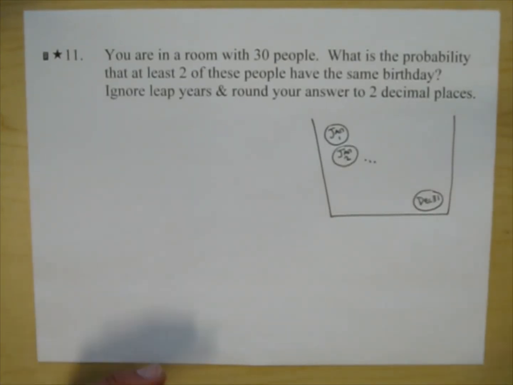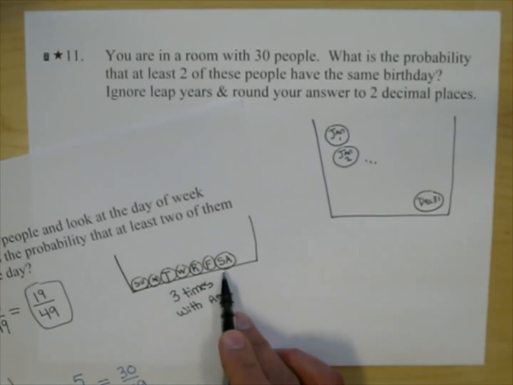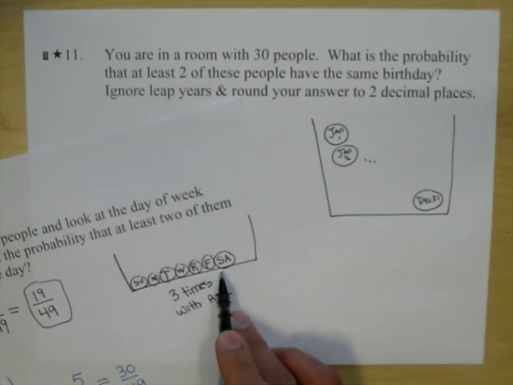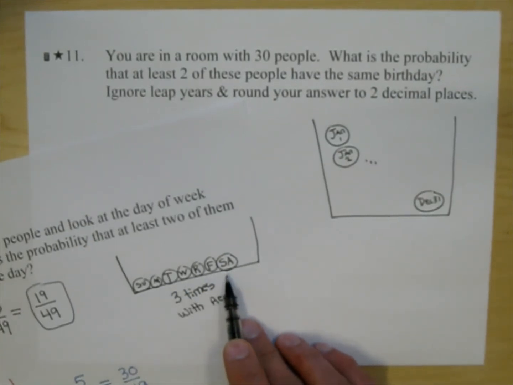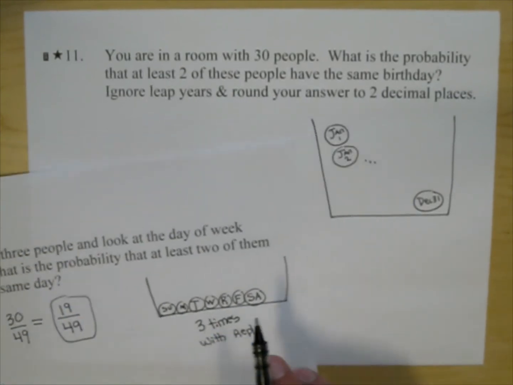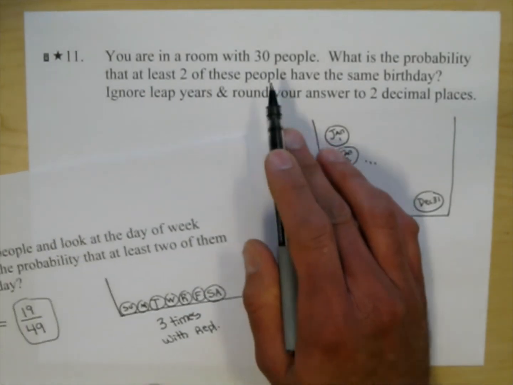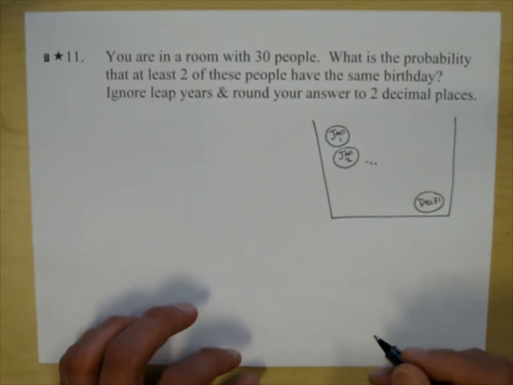And it kind of reminds you of this problem right here, number 10, where we had 7 marbles in the box. Instead of looking at birthdays, we were just looking at the day they were born, Sunday through Saturday. Now we're looking at birthdays. We have 3 people here. Over here we have 30 people. So it's pretty much the same problem with different numbers.